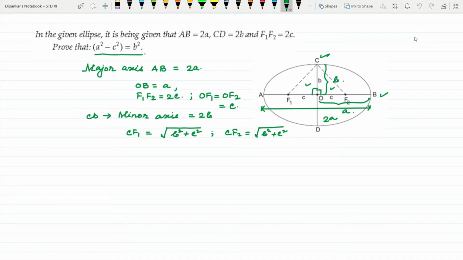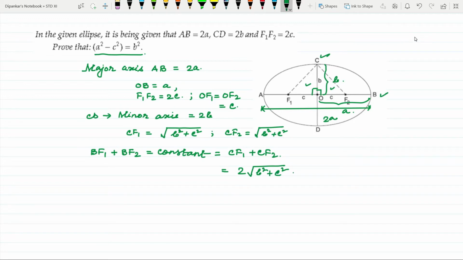We can write from that criteria BF1 plus BF2 is equal to a constant, and which will be the same result as CF1 plus CF2. So let's find out all these measurements. CF1 and CF2, we already found the values, so we can add them. We'll be getting 2 root over b square plus c square.